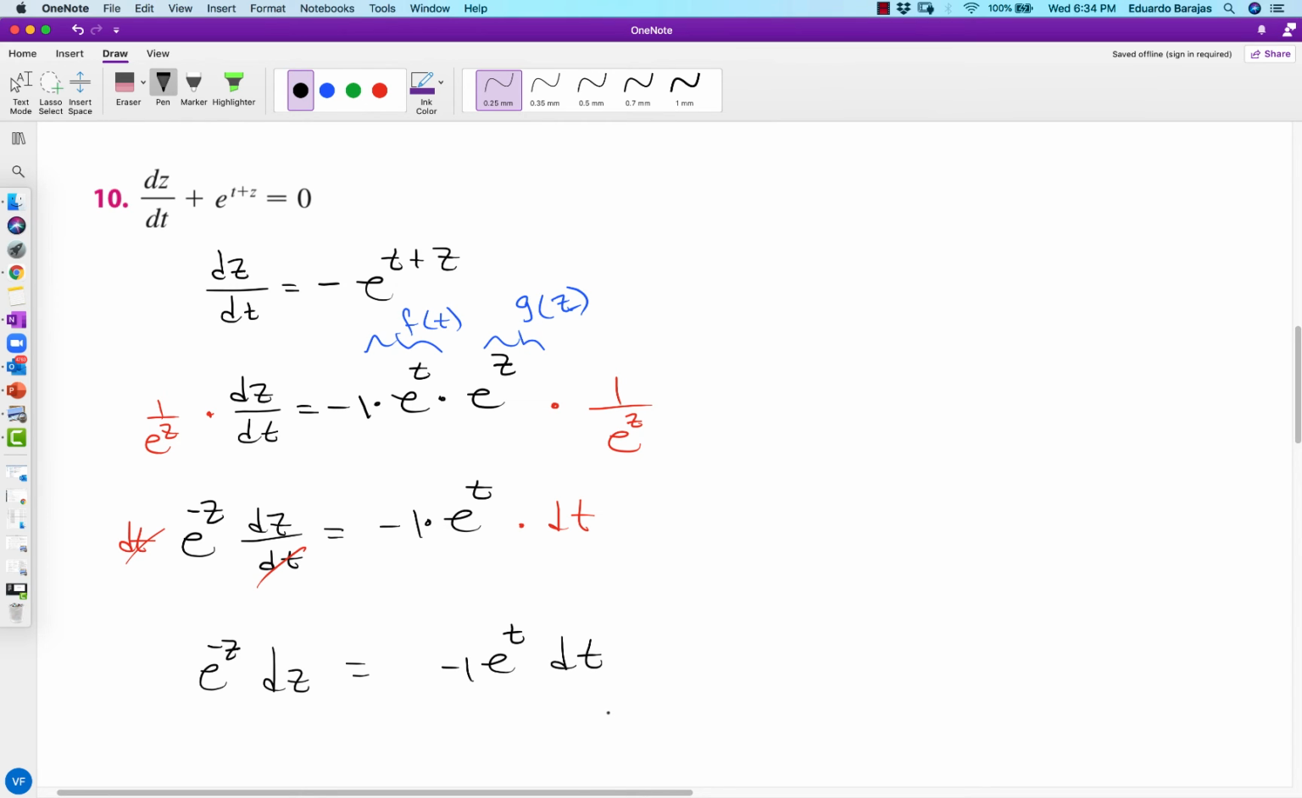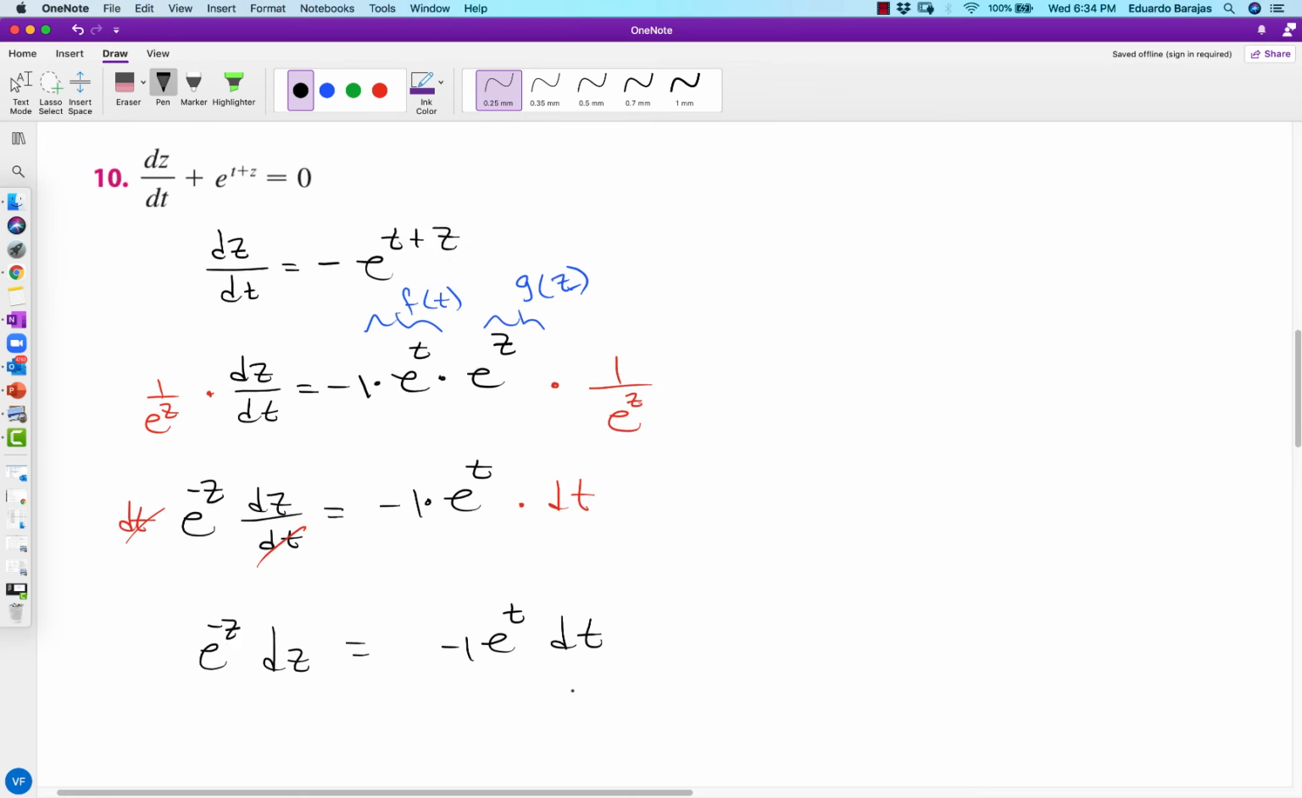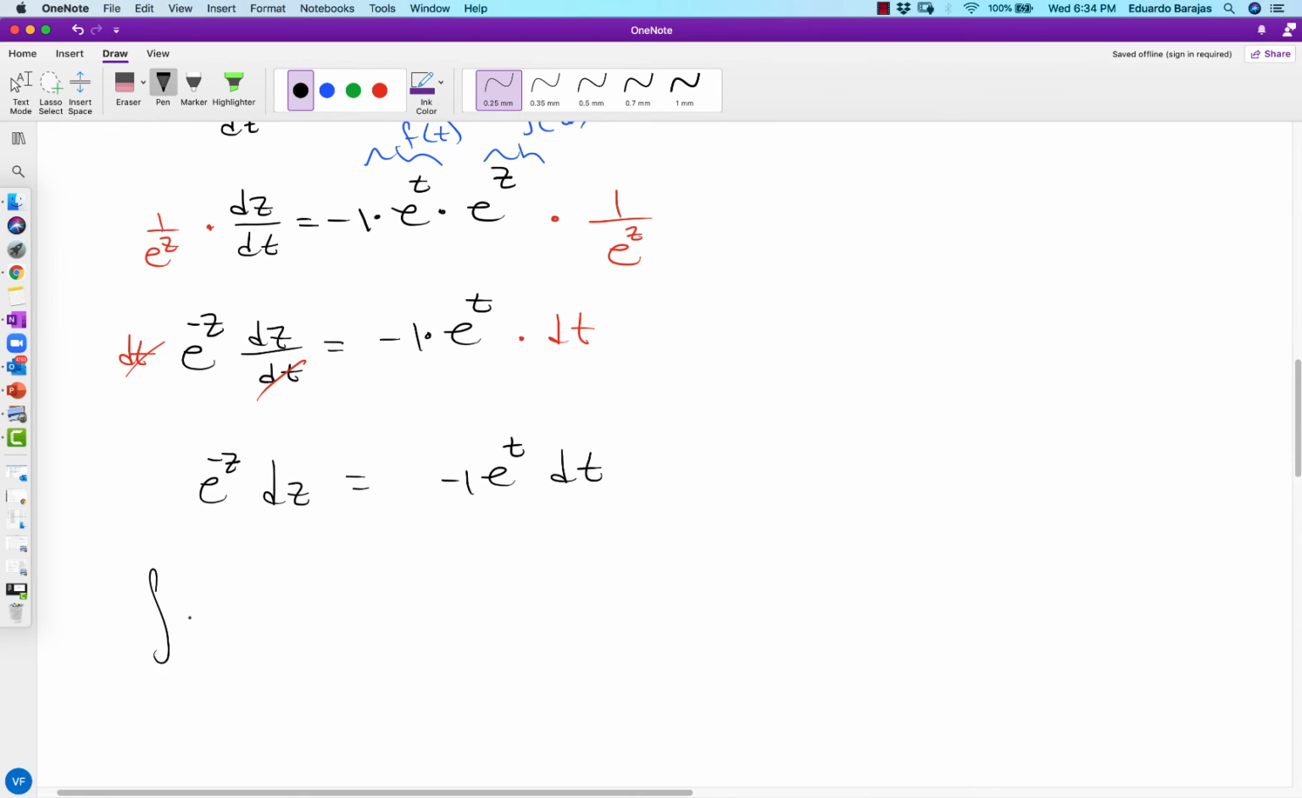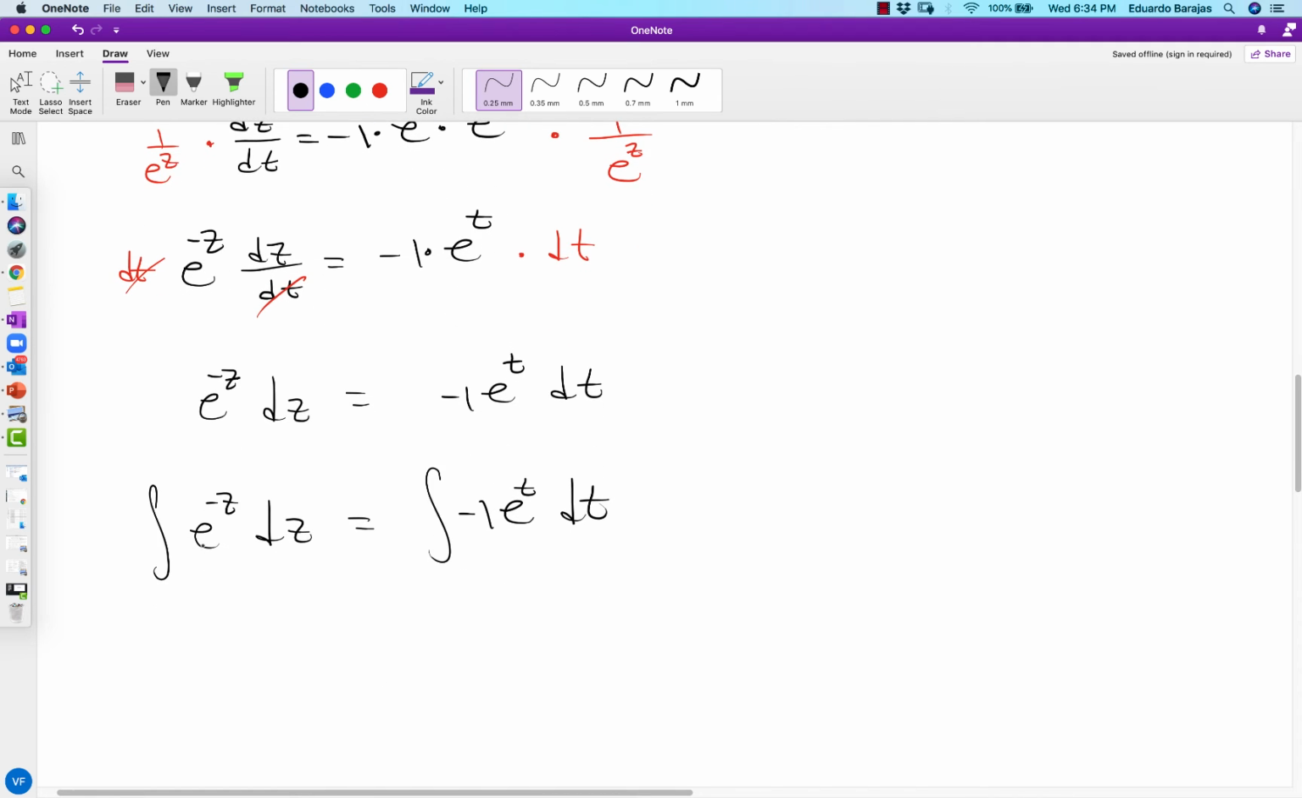And now I'm ready to take the integral of both sides. So I'm going to integrate this side, e to the negative z dz, equals the integral of negative 1 e to the t dt. Okay, so the antiderivative of e to the negative z is going to be e to the negative z times negative 1. So the derivative of this is equal to that. Equals, and now the derivative of this, well, that's just going to be minus 1 e to the t plus a constant.